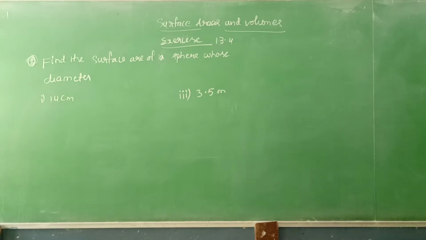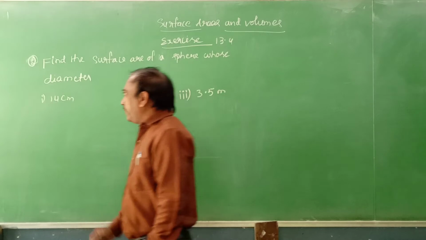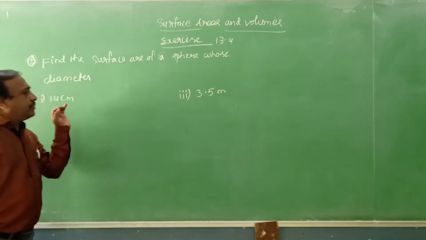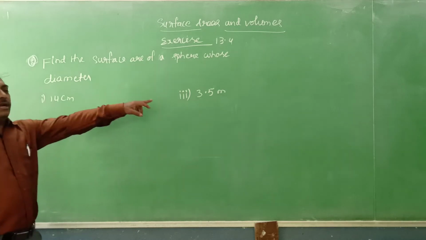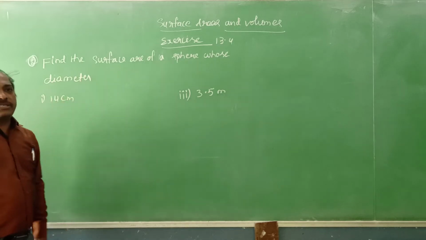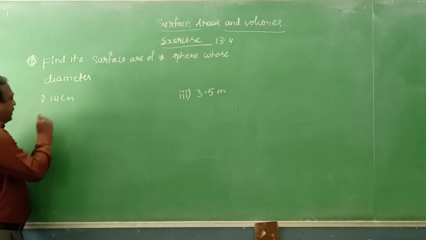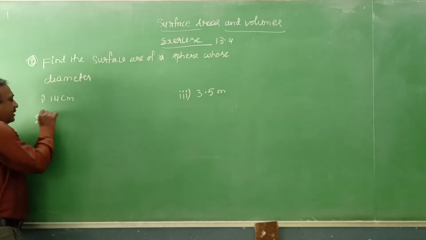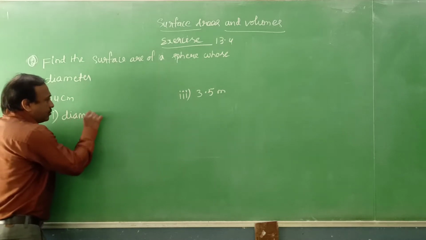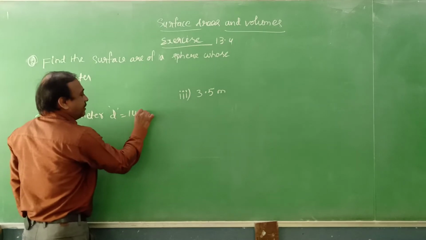From exercise 13.4, question number 2: find the surface area of a sphere whose diameter is, one, 14 centimeter, and, three, 3.5 meter. The given thing is the diameter. Solution. First question: diameter D is equal to 14 centimeter.